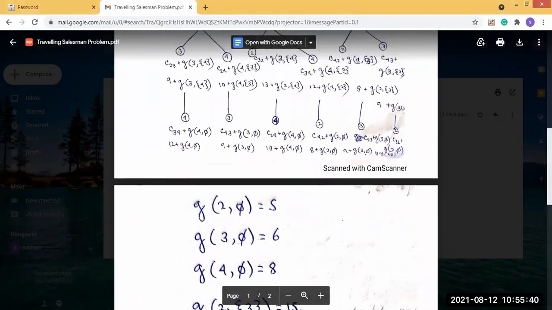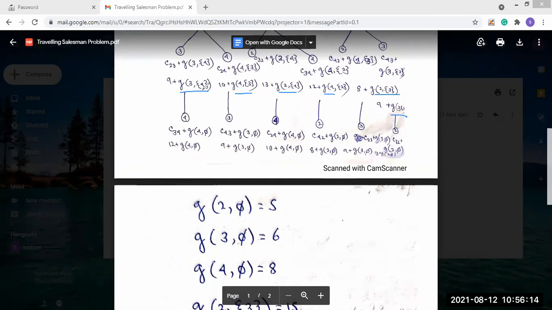So what values do we have to check now? Our next values to check are G3, 4, then G4, 3, then G2, 4, 4, 2, 2, 3, and 3, 2. These values we have to calculate now. If we don't calculate these values, we cannot get the result.